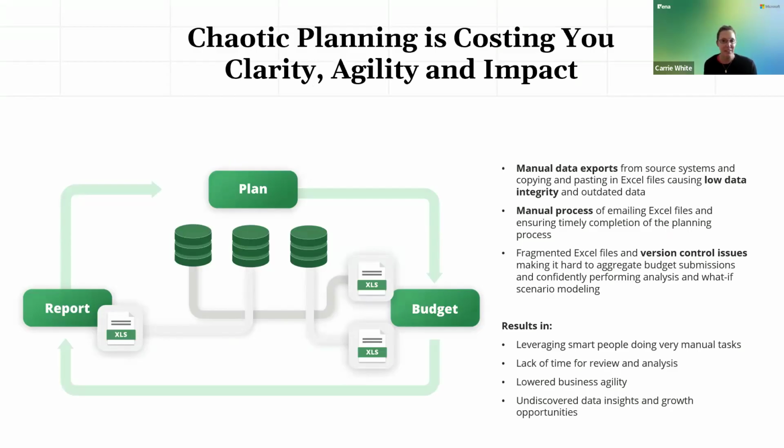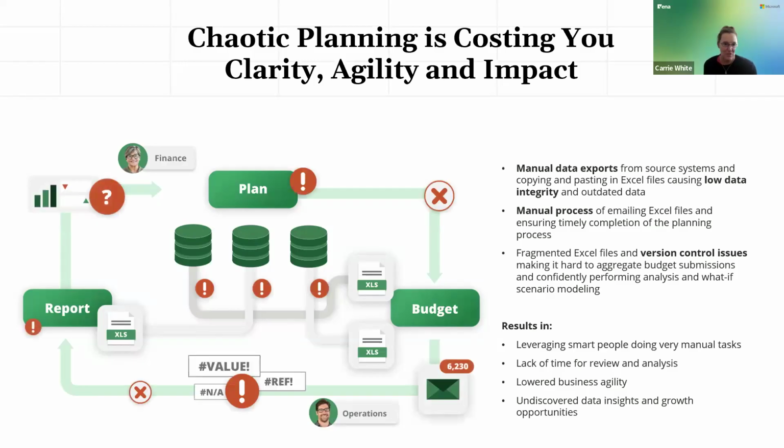You're trying to get clarity, you're trying to be agile, you're trying to make an impact, and yet there's manual exports of data, there's manual processes of being in Excel and emailing those files back and forth. There's multiple version control issues. And so a lot of very smart people are doing very manual, inane tasks, and there's not enough time to review. And there's a lot less business agility and so on and so forth. So it becomes very chaotic between finance, operations, lots of different questions, lots of different inefficiencies across the company.